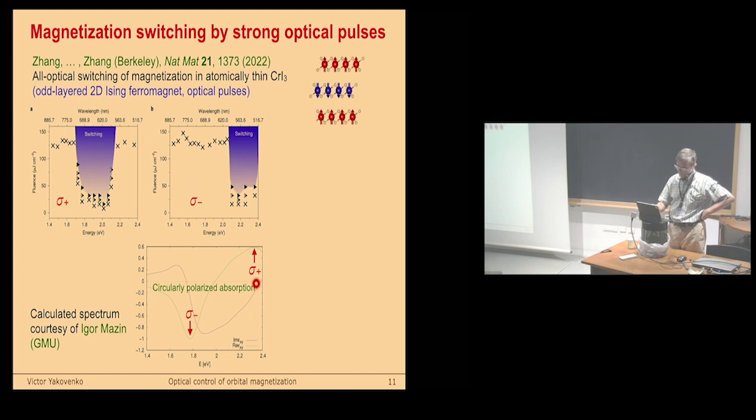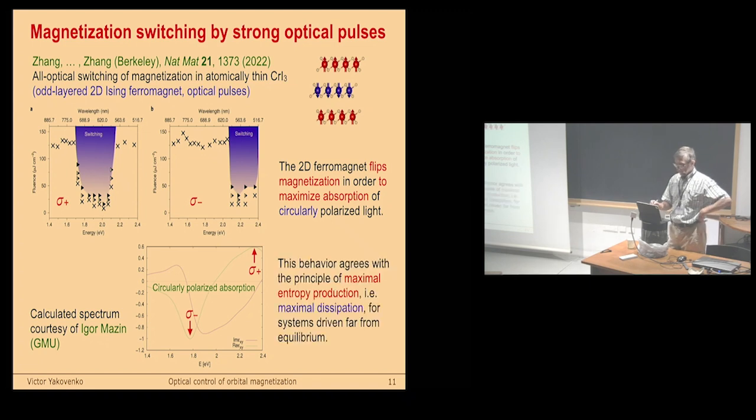Because the system is a magnet, right and left circularly polarized light is absorbed at different frequencies. Essentially, the ferromagnet flips magnetization in order to maximize absorption. Put a different way, it's a highly non-equilibrium system, since you send very high intensity light, and it's not equilibrium thermodynamics anymore. According to some proposals, in non-equilibrium thermodynamics, the system chooses the state that maximizes entropy production. That means maximizing dissipation.